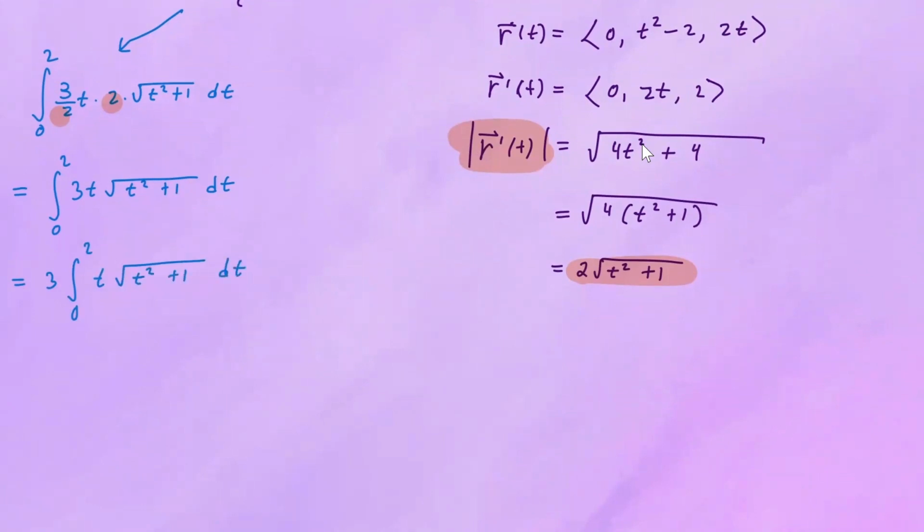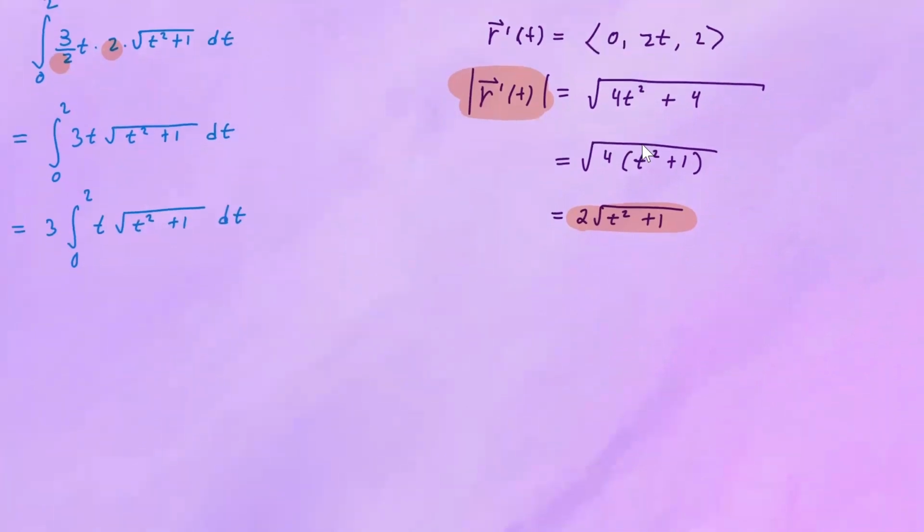To perform the integration, we will have to do the u substitution. Let's pick u to be just t squared plus 1. So I'm letting u be just this portion. That means du is going to be 2t dt. And we already have a t and a dt, so we just need to divide by 2.